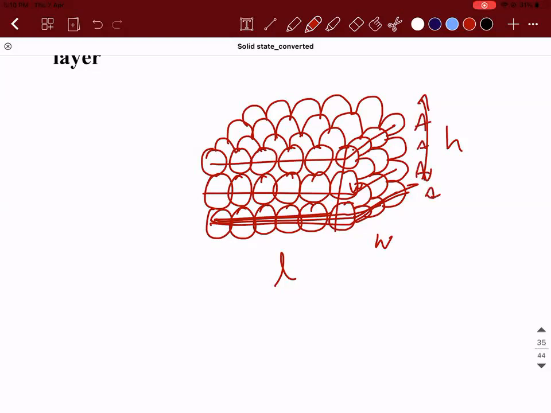But in the case of hexagonal closed packing in three-dimensional, this is not the case. It is very much complicated. Shall we go step by step? First, you got this thing?